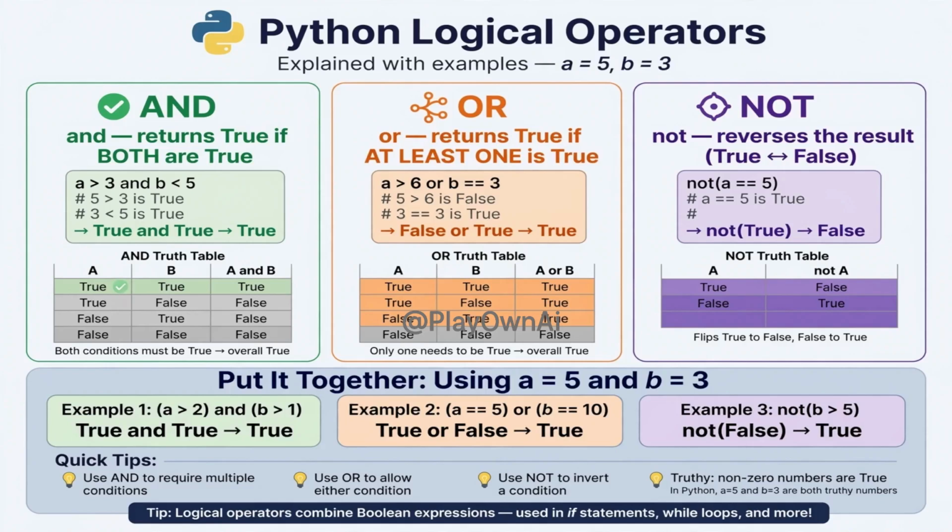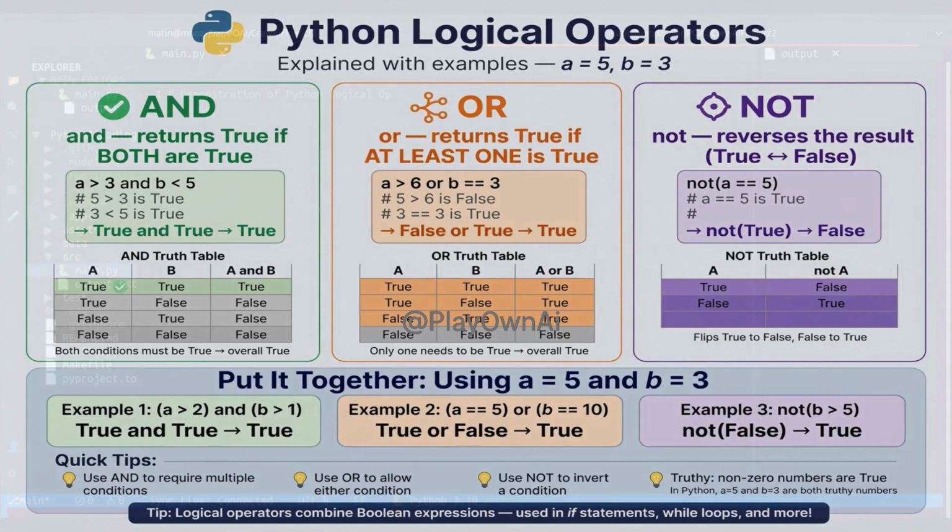The and operator returns true if both operands are true. If either operand is false, it returns false. The or operator returns true if at least one of the operands is true. If both operands are false, it returns false. The not operator returns true if the operand is false and false if the operand is true. It inverts the Boolean value of its operand.